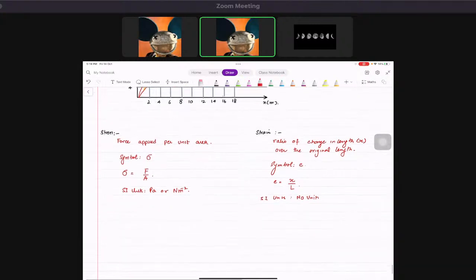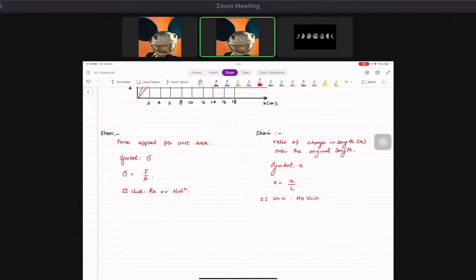So they can give you strain in both ways. They can give you strain in this sort, or they can also give you in percentage. If they have given you percentage strain, then the only difference is that x upon L is going to be multiplied by 100%. Is it clear? Yeah.